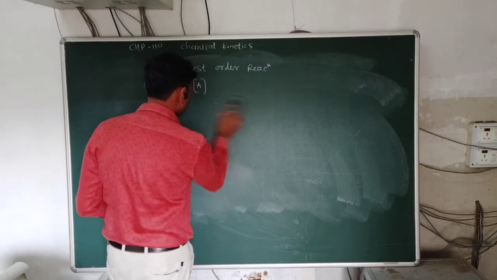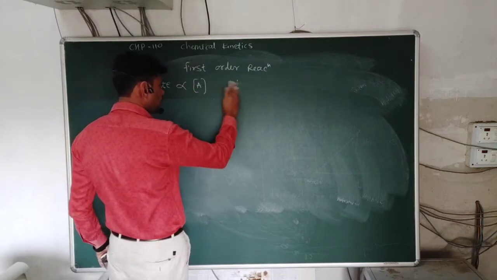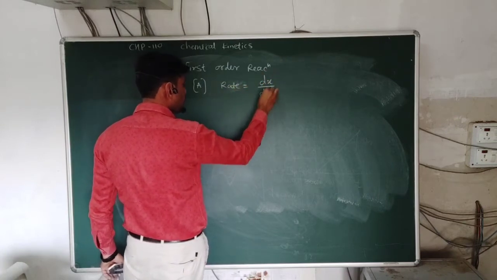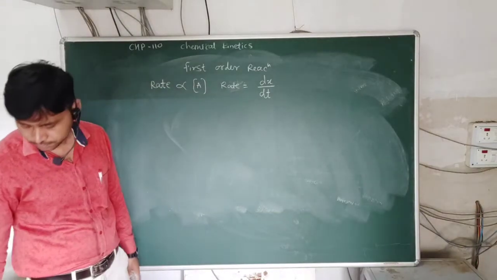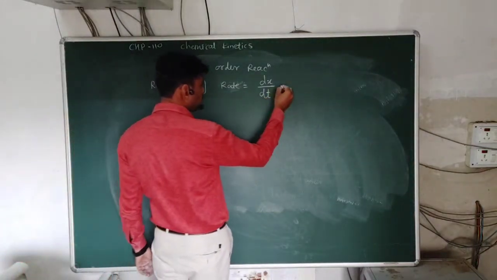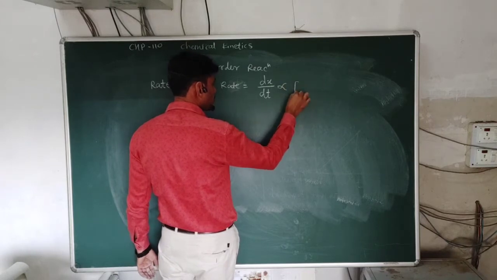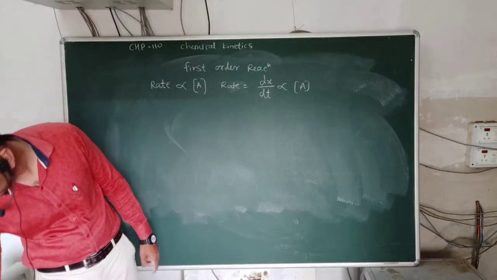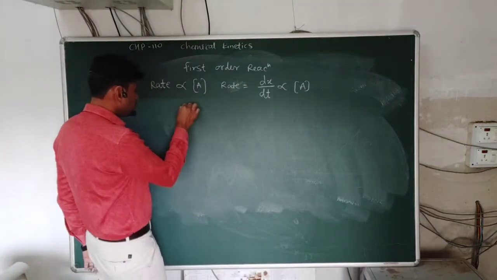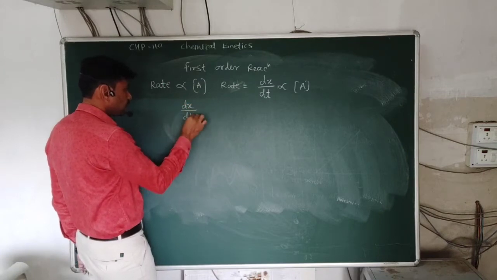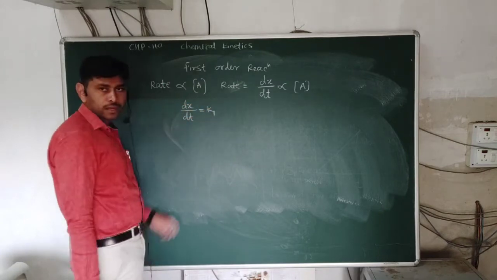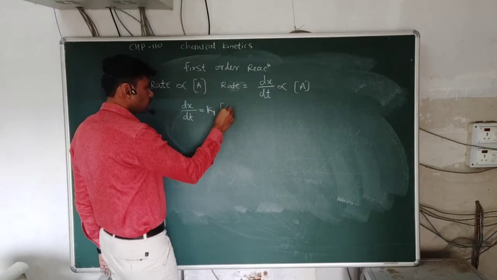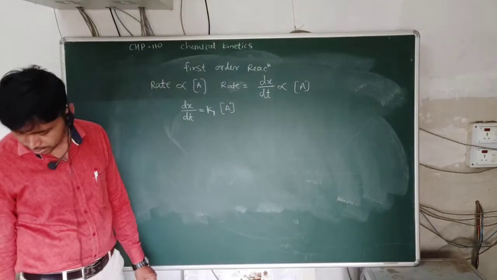So rate is defined in this way. The rate of reaction is dx by dt, the increasing product concentration. Rate is equal to dx by dt, which is proportional to the concentration of A only, or the concentration of one reactant only. So dx by dt is equal to K1 into the concentration of A, where K1 is the rate constant for a first order reaction.